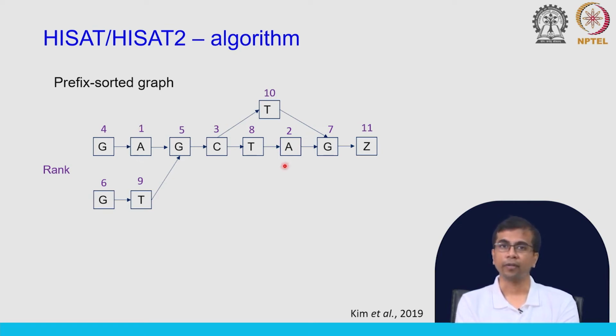Then you can follow the same principle. You have C, which will get rank 3. Then you have G, and again you can look at the substrings generated from those nodes. You have GAG, GCT, or GZ or GT, and you can rank them accordingly based on the lexicographical order. And then finally, you have T and then the Z. So, this is the last one.